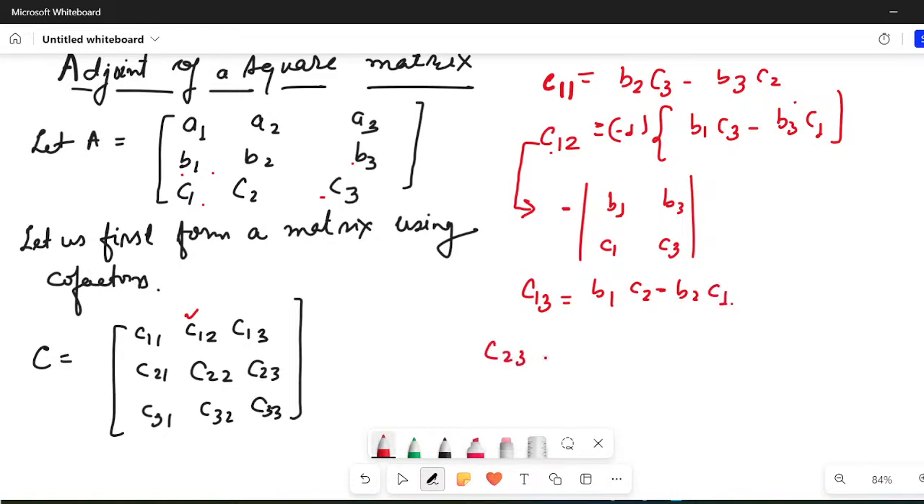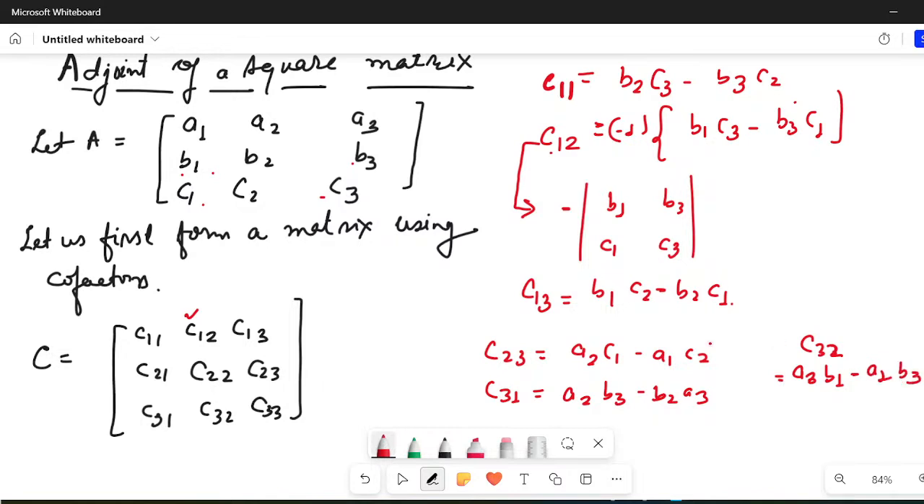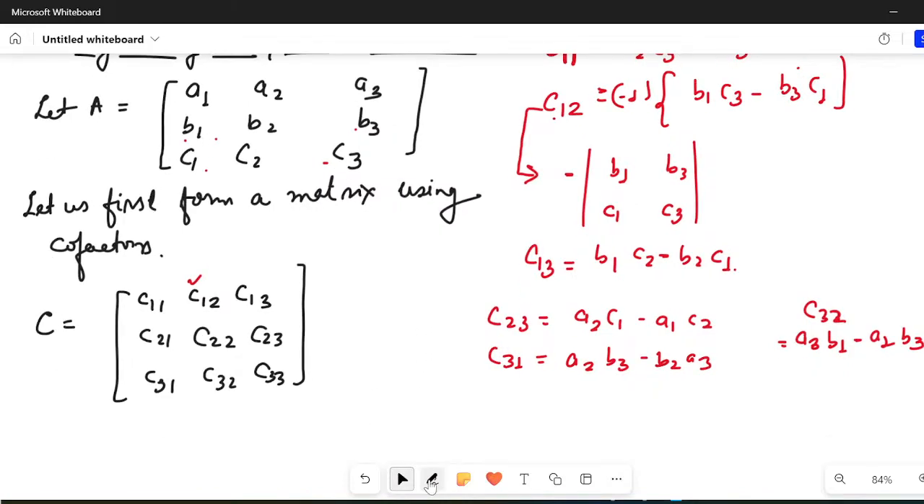Similarly, what would be C23? C23 would be A2 C1 minus A1 C2. What would be C31? C31 would be simply A2 B3 minus B2 A3. And what would be C32? I think it is quite easy for you to see, and you can confirm it on your own. I'm just writing it for your convenience. So what I have done is first taken a matrix, and then there are a few other remaining, so I'm writing those also.